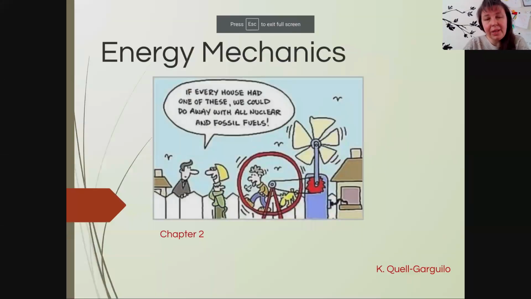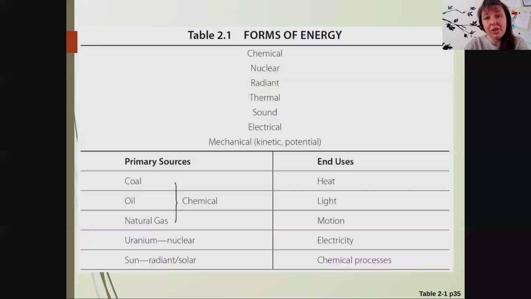So the first thing we're going to talk about is how we're going to categorize forms of energy. These are the categories that you can find inside your text, but the basic forms that we're going to be talking about are chemical, nuclear, radiant, thermal, sound, electrical, and mechanical.